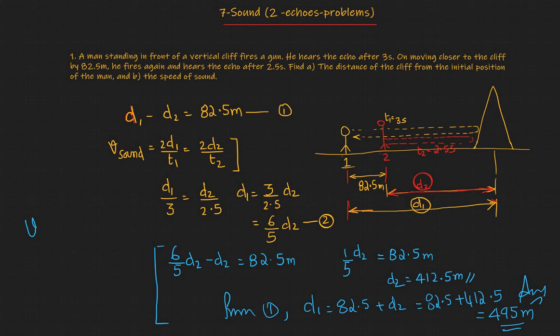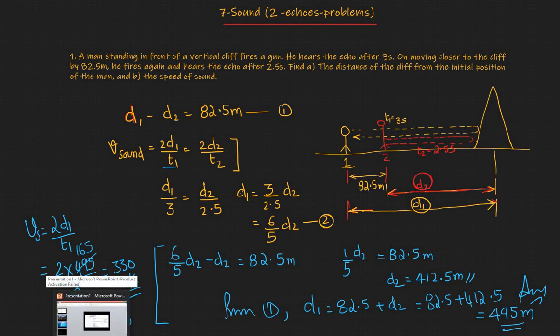The velocity of the sound is the second answer. We can take any one, either d1 or d2. If you take d1, it is 2d1 by t1, that is 2 into 495 divided by 3. This gets cancelled, 165, that is 330 meters per second. So that's the velocity of the sound. So this is your second answer. Once you construct or visualize the problem, then it becomes really easy.